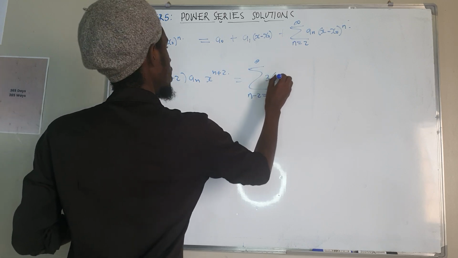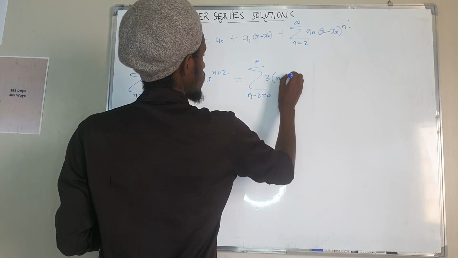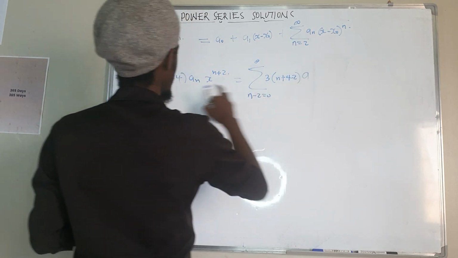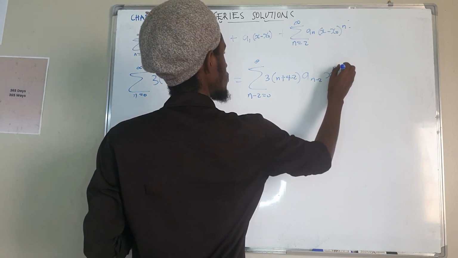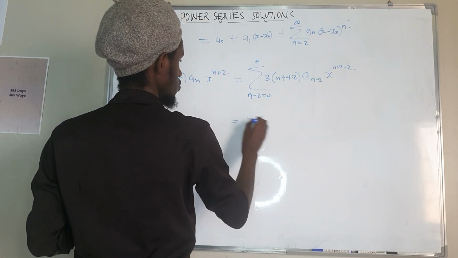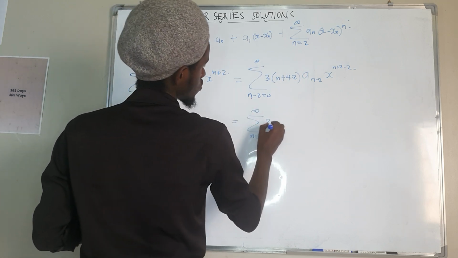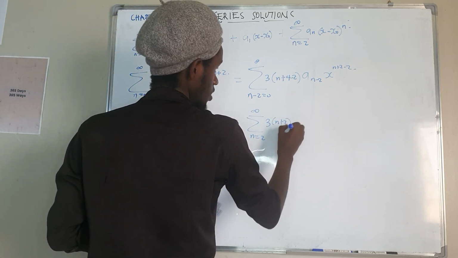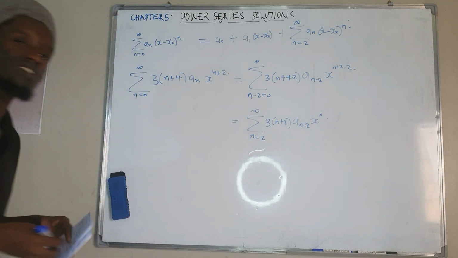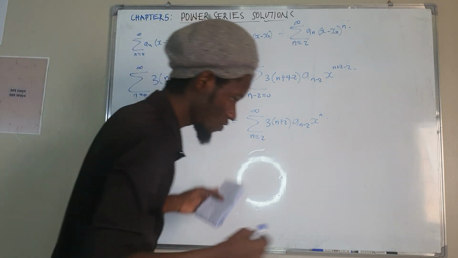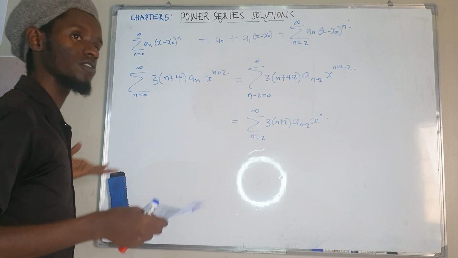Now it's 3 times n, this is plus 4, this is not 2. Plus 4, then it's (n plus 4 minus 2). Now a_(n minus 2), x power (n plus 2 minus 2). The same thing as having the summation from n equals 2 to infinity of (3n plus 2) a_(n minus 2) x power n. That's like that. We shall always need to put a series with the same power n and then have the same starting point.